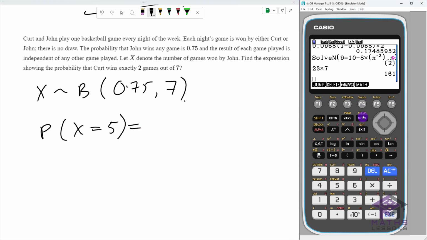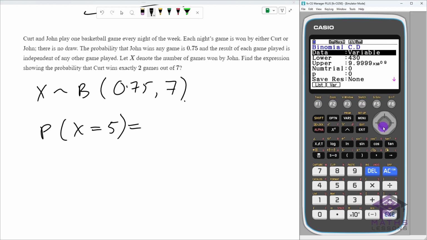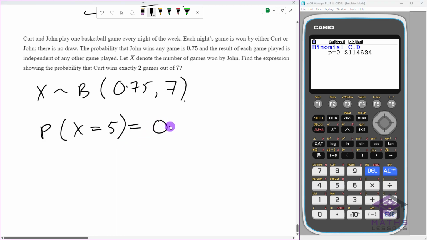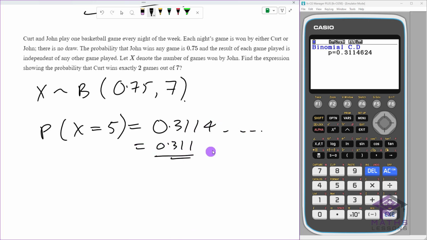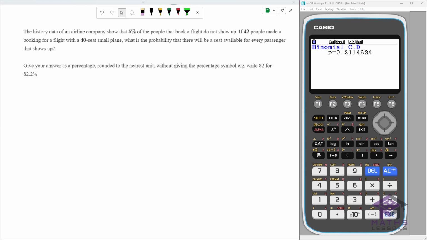So we just go to our menu 2 here, go to stats, go to distributions, go to binomial because it's a binomial. We can do BPD or BCD. Most people seem to like using BCD and just putting the upper and lower the same. So they make it 5 for the lower and they make it 5 for the upper. Number of trials 7, probability of success 0.75, and then you press execute and you get 0.311 as the answer. So you bear in mind, to 3SF we get 0.311.